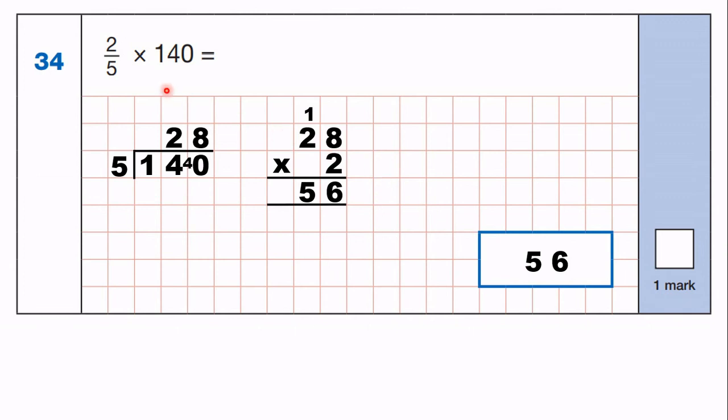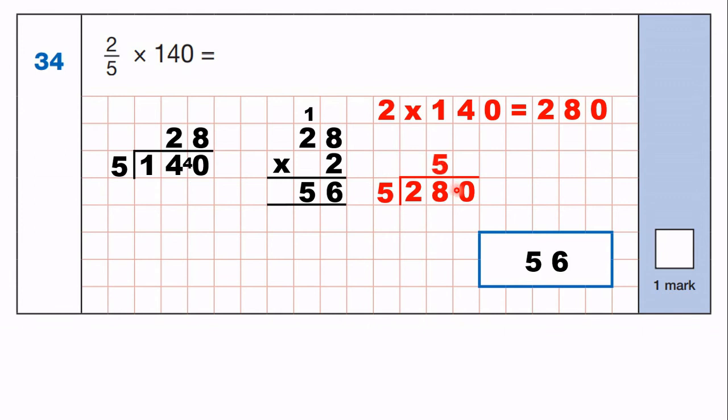The other way we could have solved this would be to do it the other way round. Multiply by the numerator, then divide by the denominator. So we could have started with 2 times 140, which is 280. Then we could have divided that by our denominator. 28 divided by 5 is 5 remainder 3, and 30 divided by 5 is 6, so we get the same answer.